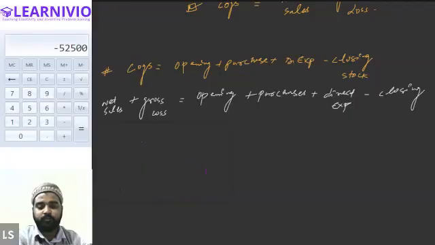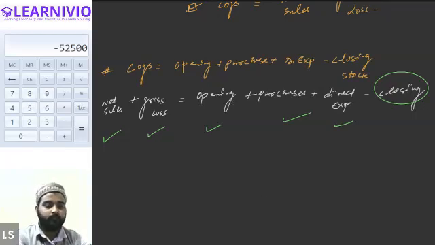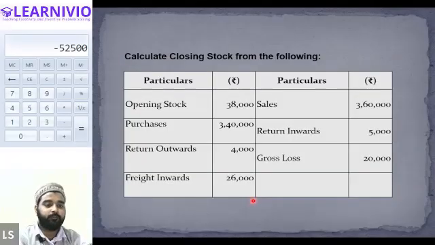Now we have all the values given in the question. We have the information about the net sales, we have the value of the gross loss, we have opening stock, purchases, direct expenses. The only missing value will be closing stock, and when you solve this equation, you will get the balancing figure for the closing stock. Will you be able to solve this question? Yes, sir. Please take the screenshot of this as well. This will be your homework also.